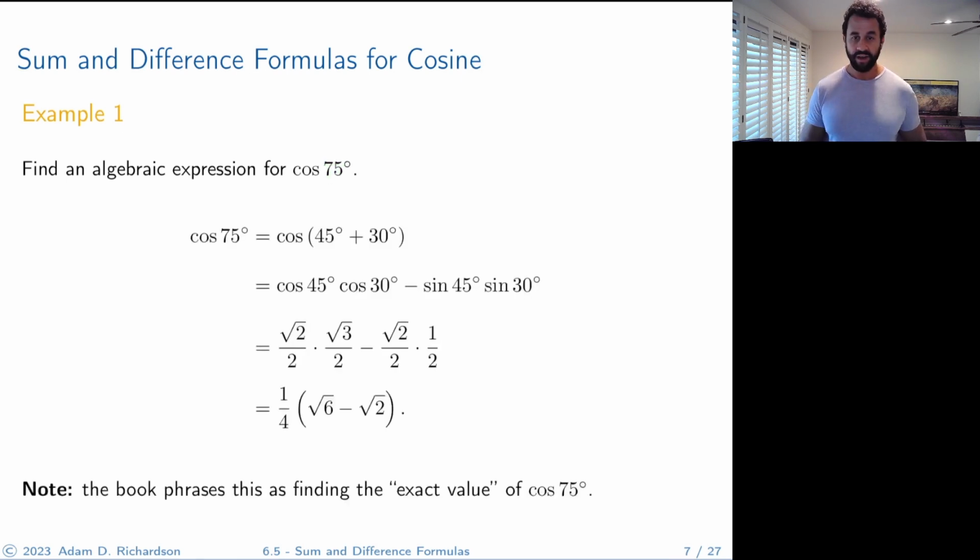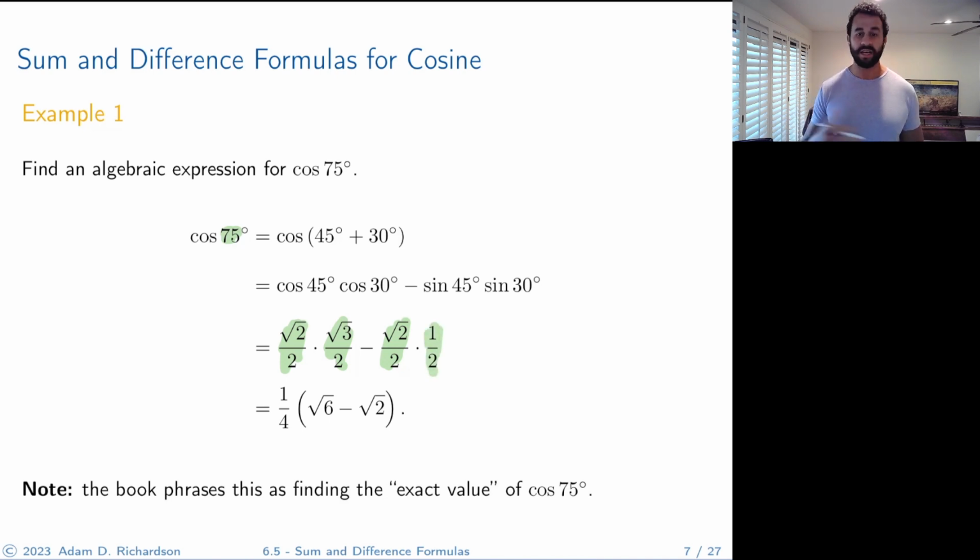So let's try it here. After a little bit of thinking, you might be able to recognize that 75 is equal to 45 plus 30. And that's great, because 45 and 30 are standard angles, and we know the cosine and sine values of those angles. So since we have an angle sum going on, we're going to use the angle sum formula for cosine. That becomes this right here. And then now we can just compute those cosine and sine values at the standard angles. So cosine of 45 is root 2 over 2, cosine of 30 is root 3 over 2, sine of 45 is root 2 over 2, sine of 30 is 1/2.